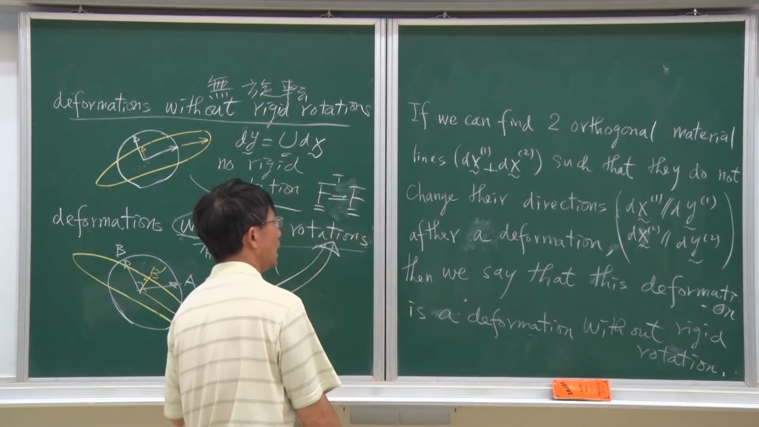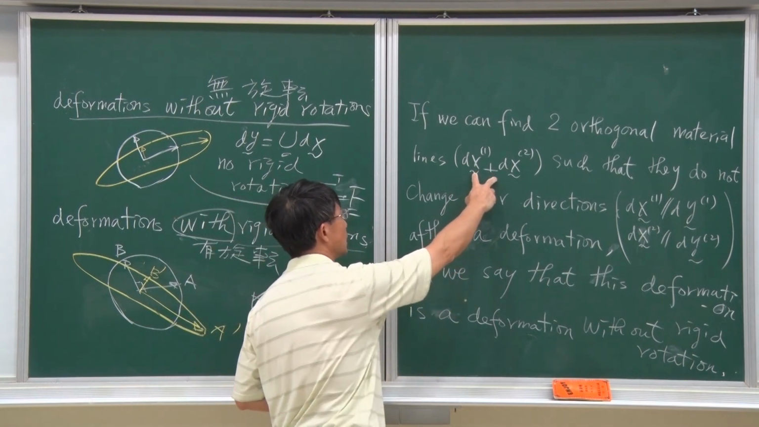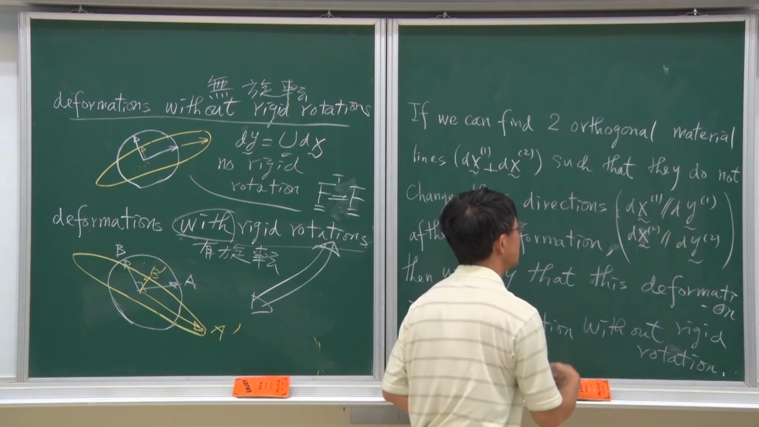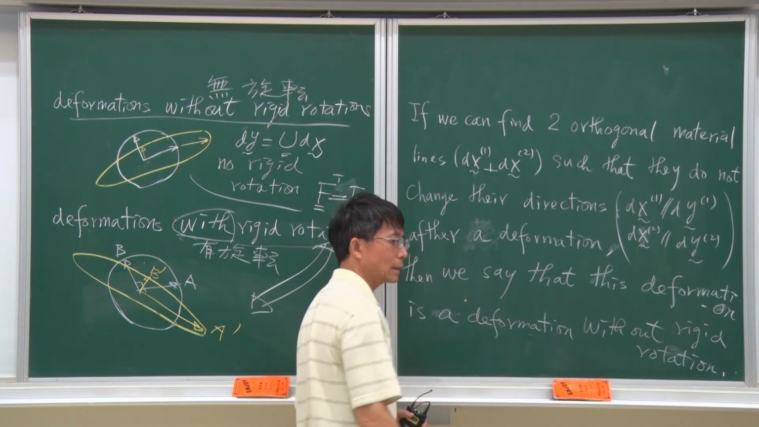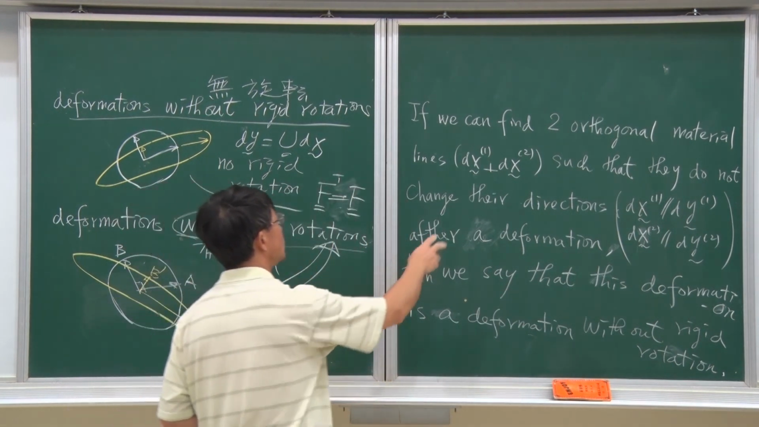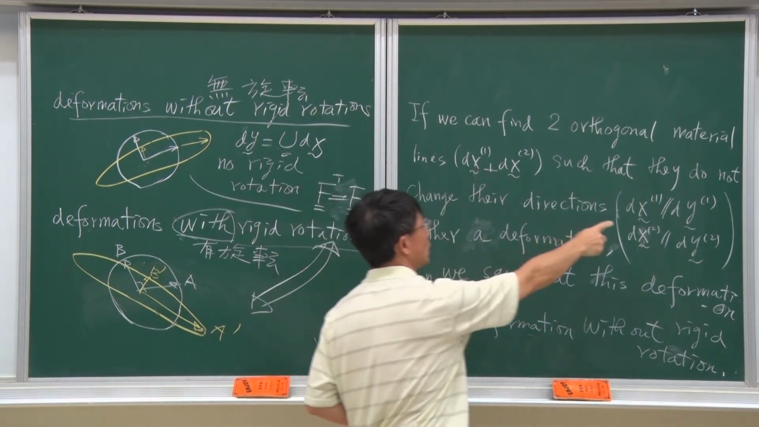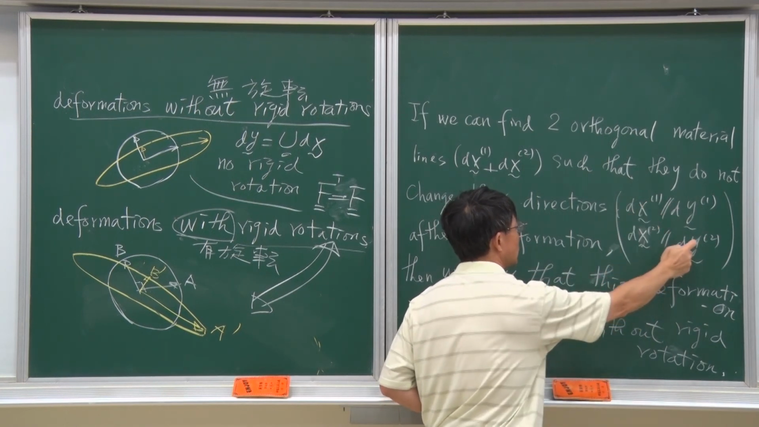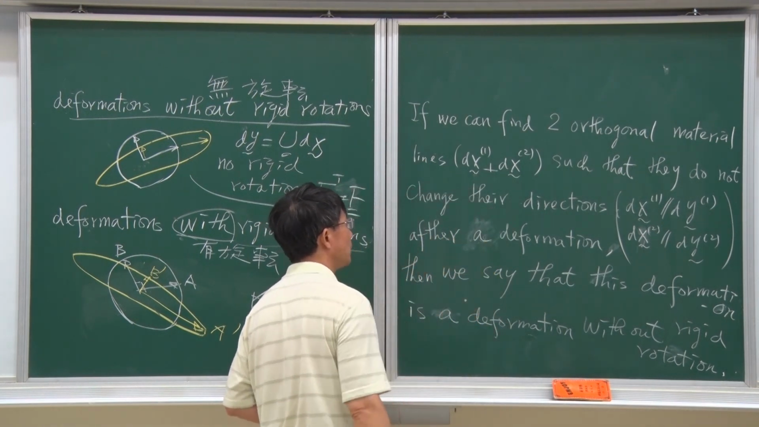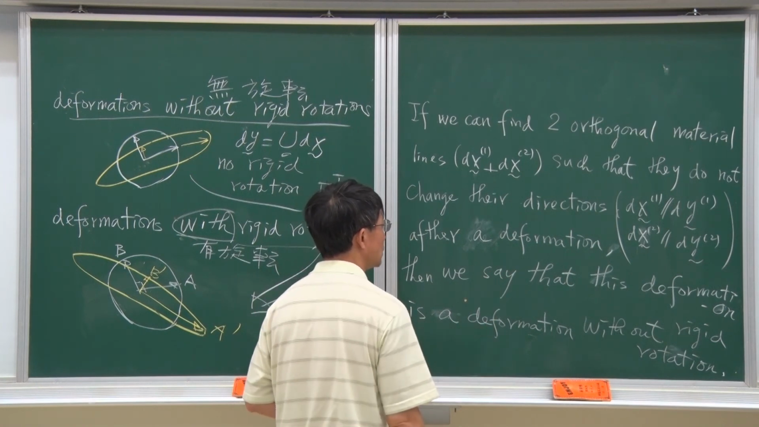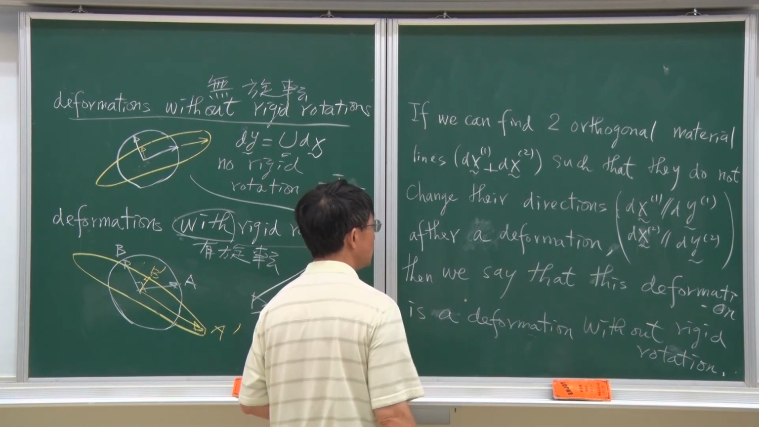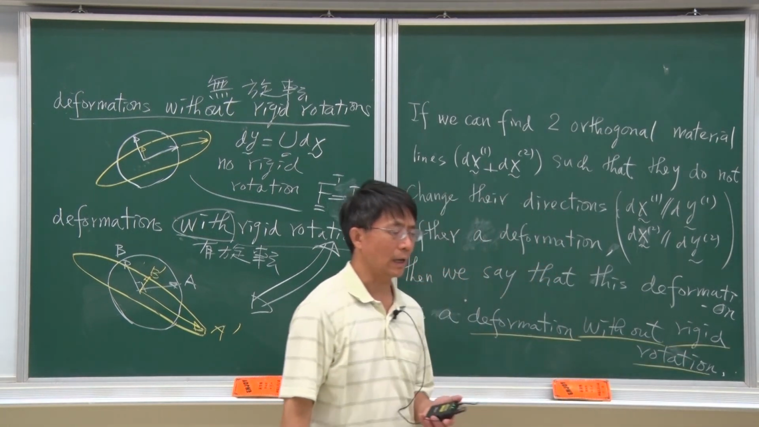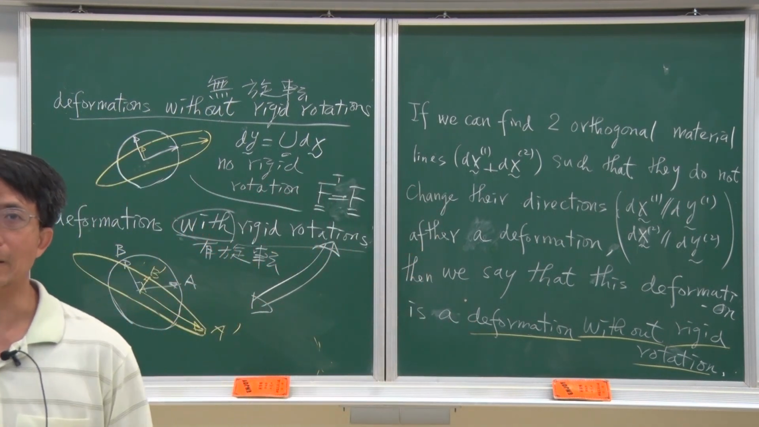Okay. Let me summarize: if you can find two material lines that are perpendicular to each other, and after the deformation these two material lines are still in the same direction, then this kind of deformation is called a deformation without rigid body rotation. If we can find two perpendicular material lines whose direction doesn't change after the deformation, still in the same direction, the direction of dy1 equals the direction of dx1, and the direction of dy2 equals the direction of dx2. The direction doesn't change, and we call this the deformation without rigid rotation. Okay, and this finishes this section.